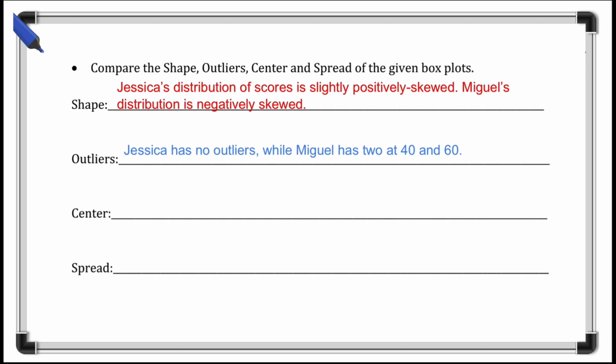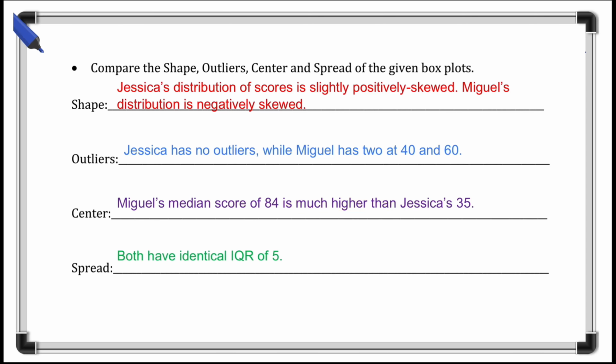When you are looking at center and spread, again, this was a skewed distribution. So we're going to talk about the median and the IQR. So for center, Miguel's median score of 84, using your comparison words right here, is much higher than Jessica's 35. And then we're talking about spread. We're going to talk about the IQR. And then the IQR both have the identical score of 5.